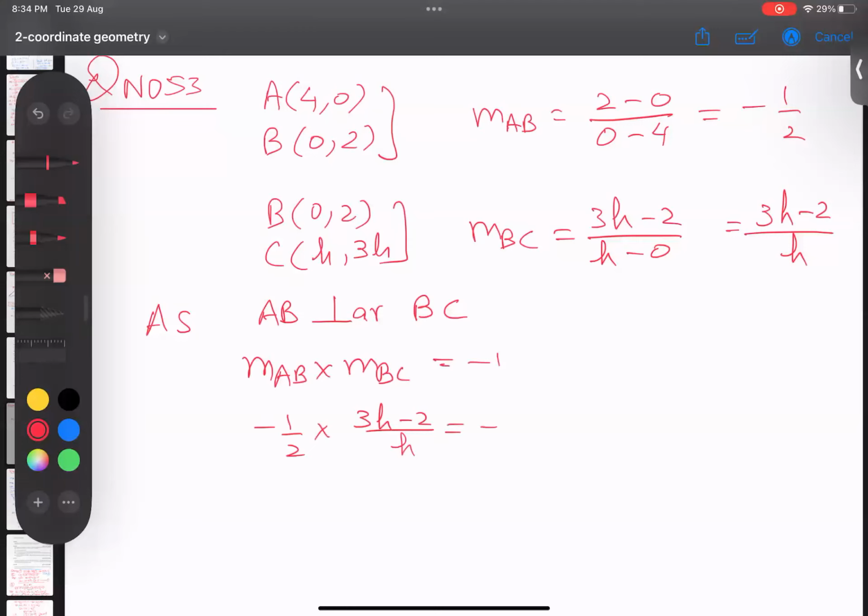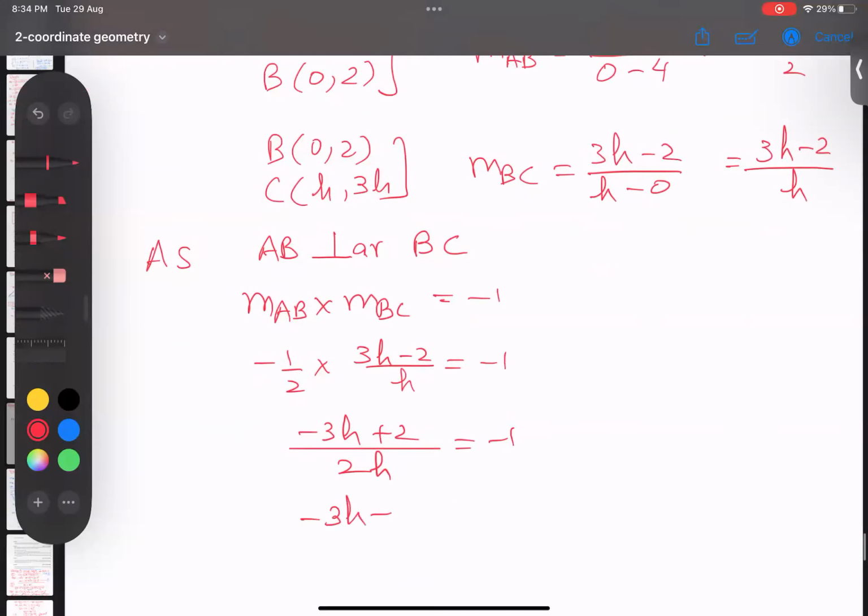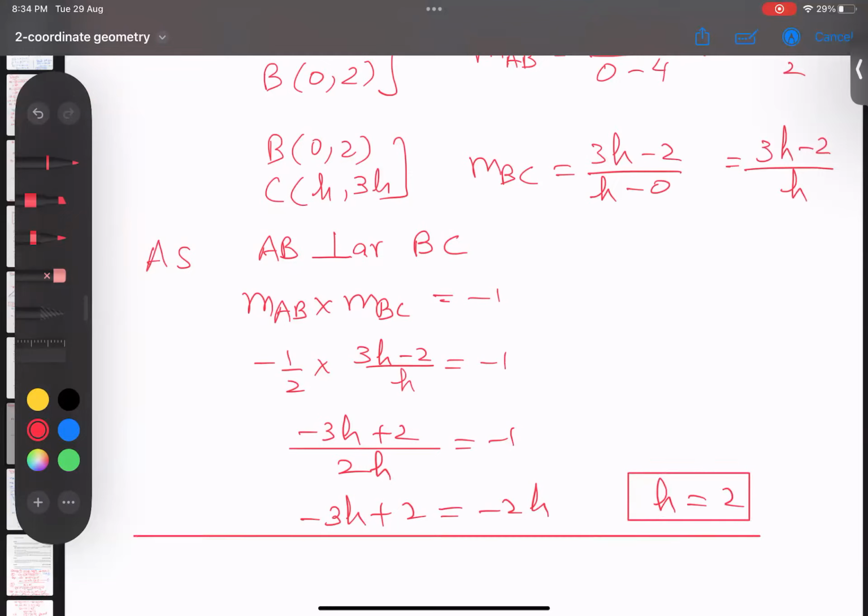Here only algebra is important. In the middle we have a multiply sign, so according to algebra, up multiplies with up and down with down. So down I get 2h, and up, -1 multiplied inside, I get negative 3h plus 2. I believe you got the point. Cross multiply: minus 3h plus 2 equals negative 2h. 3h goes there, becoming 1h, so h becomes 2. Alhamdulillah Rabbil Alameen. So part number 1 is over.